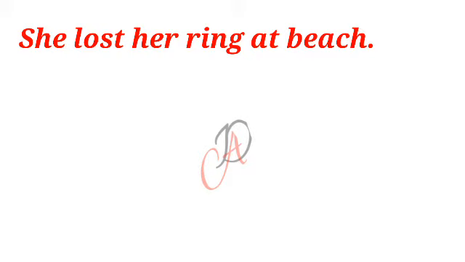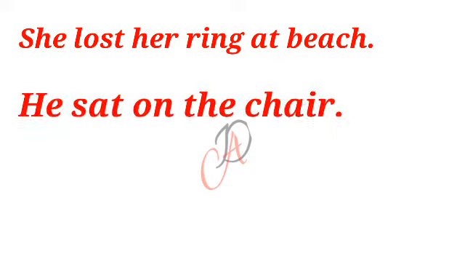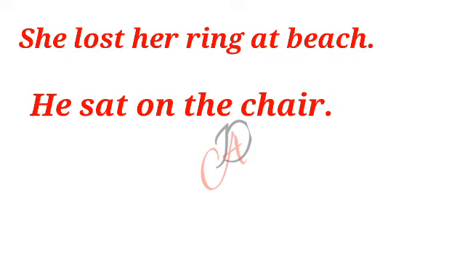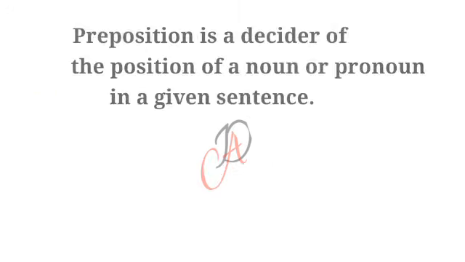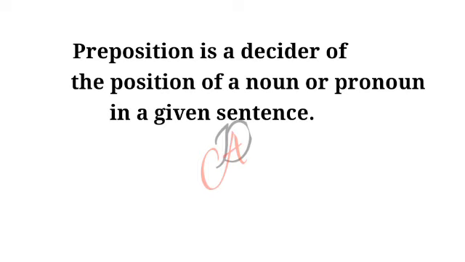Let's move on to the second example. He sat on the chair. The preposition in the given sentence is on because it shows the proportion of position. And the third example, I prefer to walk in the morning. The preposition in the given sentence is in and it shows the proportion of time, that is the morning. In simple terms, preposition is a decider of the position of a noun or a pronoun in a sentence.